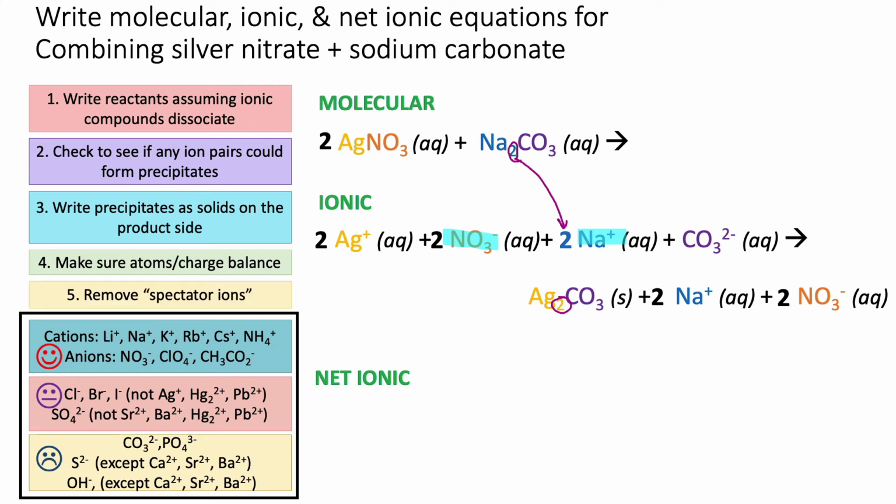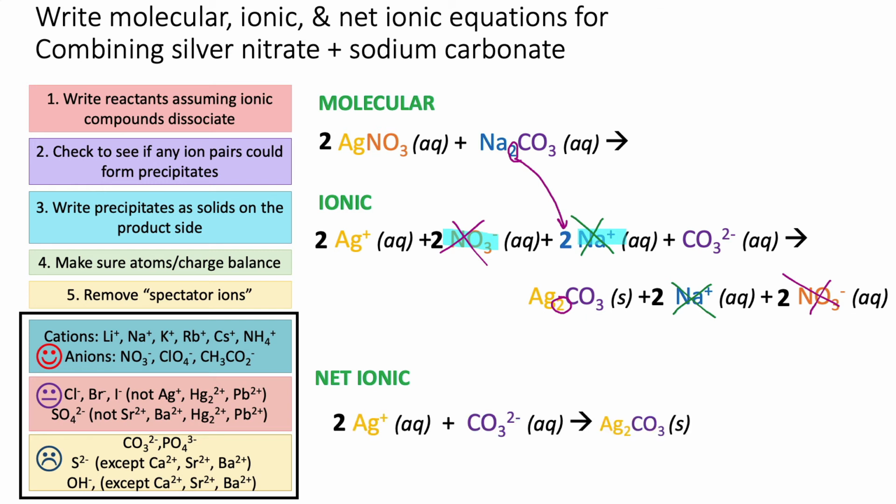Okay, finally, we're going to remove the spectator ions. Nitrates are on both sides, sodium's on both sides, and that's not surprising because, as you can see, the spectator ions, once again, are almost always the happy cations and the happy anions. What's left then is going to give us our net ionic equation. 2 Ag+ plus CO3 2-, both aqueous, combine to give us silver carbonate, solid.